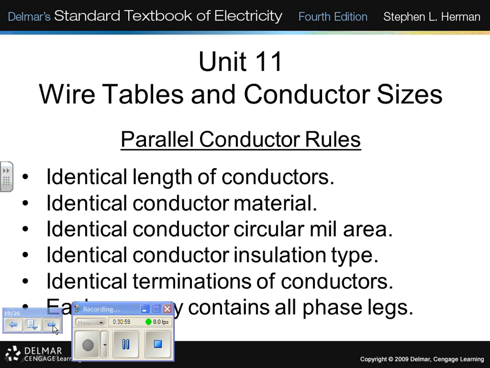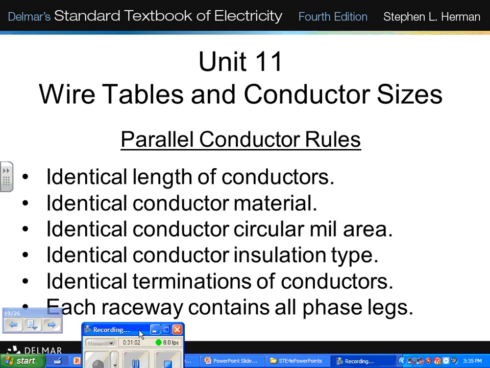Let's see what this says down here. Raceway contains all phase legs. In other words, you could run a parallel set in 2 different conductor sets, but you have to have, let's say it's 3-phase, A, B, C in one conduit and A, B, C in another conduit. And somehow those 2 conduits had better be the exact same length. And they've got to be terminated in the exact same kind of termination, material termination. Everything's got to be almost identical.